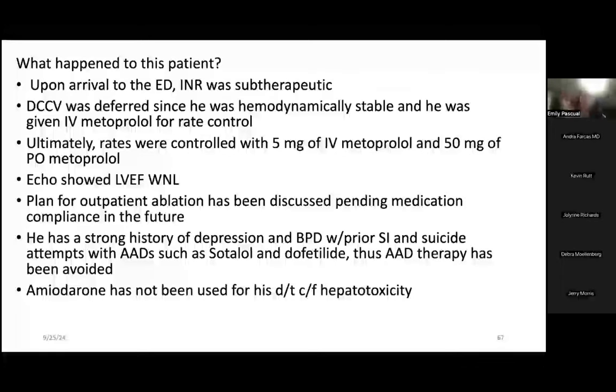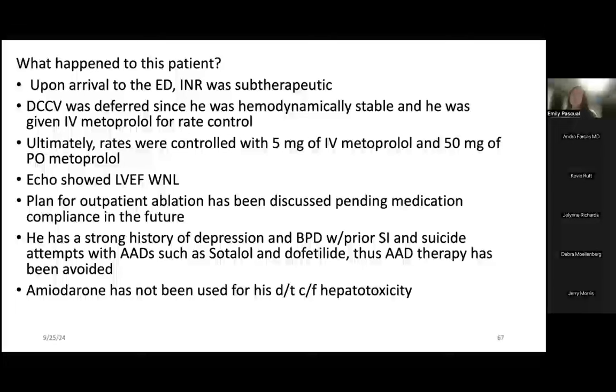So what actually happened to him? This is actually one of my clinic patients. He came to clinic like this, and he was feeling fine, so we sent him down to the ED. His INR was subtherapeutic in the ER. As I mentioned earlier, he's not been compliant with his warfarin. So we didn't do a cardioversion, out of concern that he could already have a thrombus there. He was given IV metoprolol for rate control.